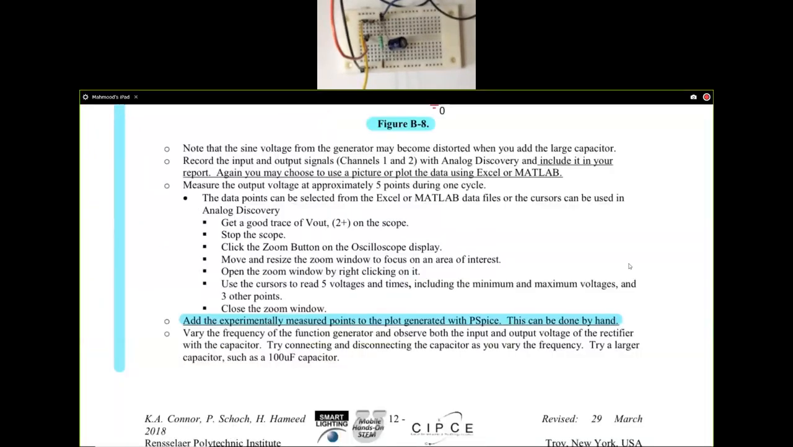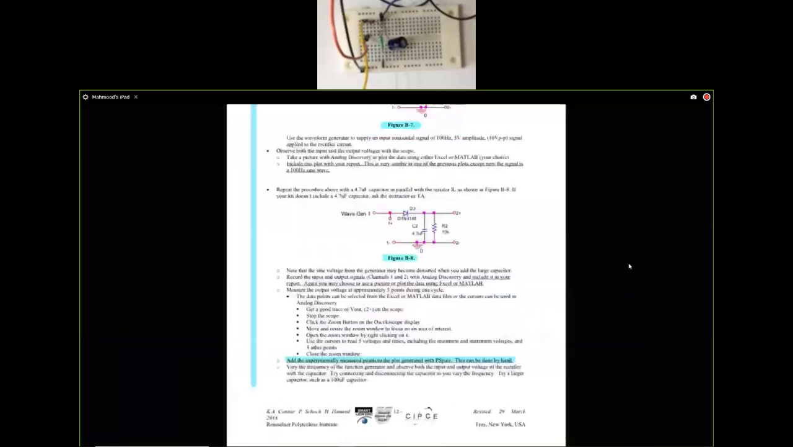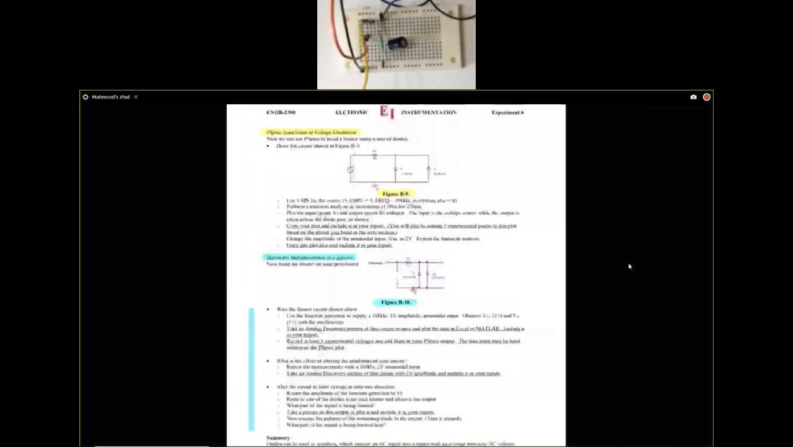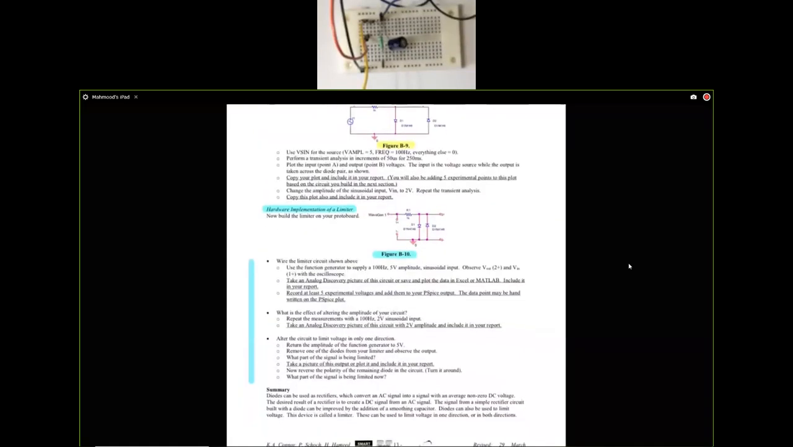All right, okay. So we are done with figure B-8. Let's move on to the next part. Figure B-9 is a PSpice simulation, so I hope you guys will work on that. And figure B-10 now is the hardware implementation for a limiter. So before we talk about a limiter, what I'll do is quickly go through the motivation for a limiter.